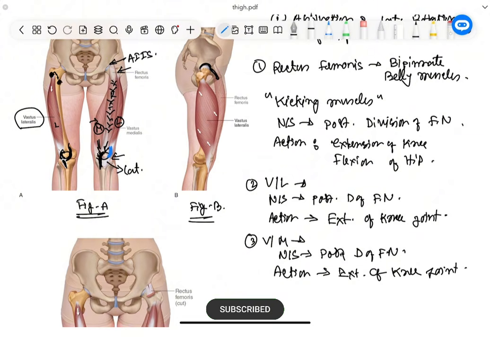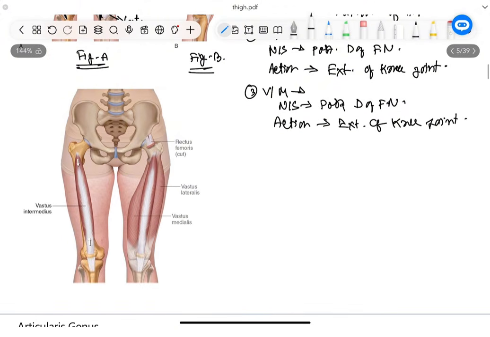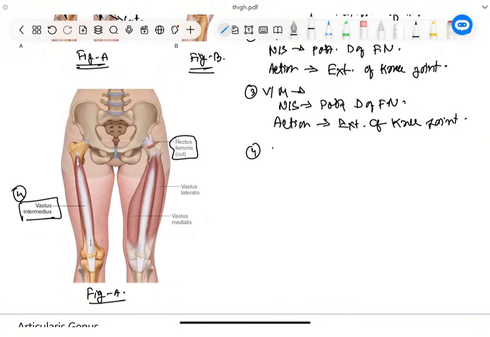Now as it is 4, one more is left, that is the vastus intermedius. On screen you can see again, let's denote it as figure A. Here you can see the vastus intermedius. When we remove the rectus femoris, which was the most superficial muscle and, if you can remember, a bipinnate muscle, then at the same level inside we get the vastus intermedius, which is the 4th muscle of the quadriceps. So let's learn about the vastus intermedius.